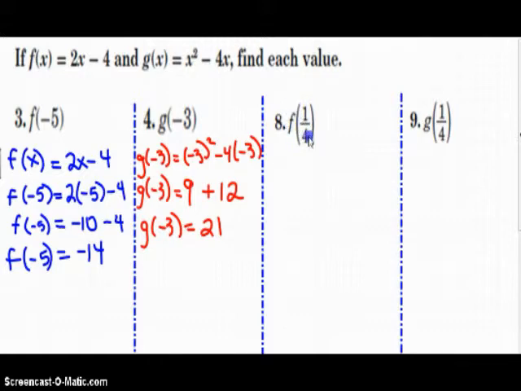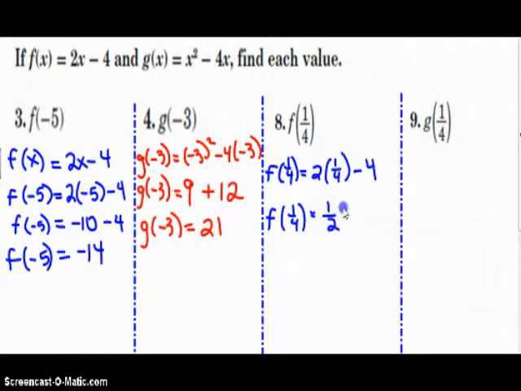In number 8, only difference is that we have a fraction. The x is replaced by 1/4. I'm going to use the f function because it's f of 1/4. So the f of 1/4 equals 2 times 1/4 minus 4. Two times 1/4 is 2/4, or reduce it to just a half. So I have 1/2 minus 4. And 1/2 minus 4 would be negative 3.5.